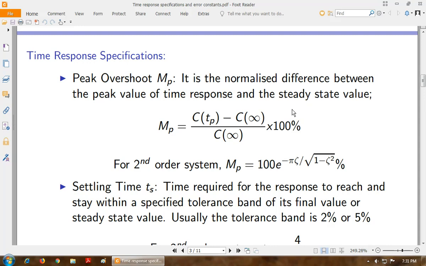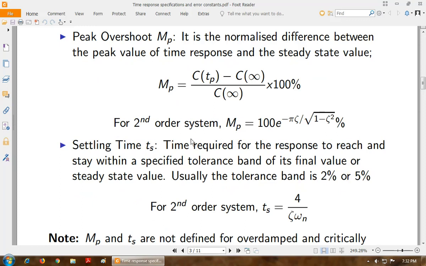The difference is known as the peak overshoot, and in the mathematical expression, it is the output at peak time minus the maximum output which is shown. For a second order system, this is the formula which shows the relation with zeta. Please note that this is the term which does not include omega n, the undamped natural frequency. This is calculated in percentage because we have multiplication with 100.